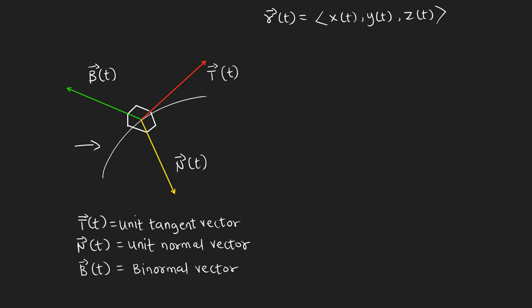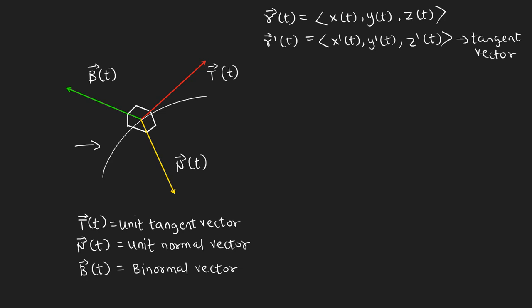Now let's look at what we are going to do. We are going to find a way to calculate the unit tangent vector, unit normal vector, and the binormal vector. For this vector function, if I find the derivative, which will be r prime of t, equal to x prime of t, y prime of t, and z prime of t, we can call this new vector function the tangent vector.